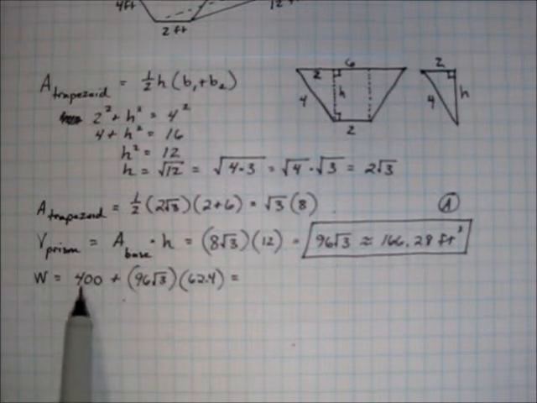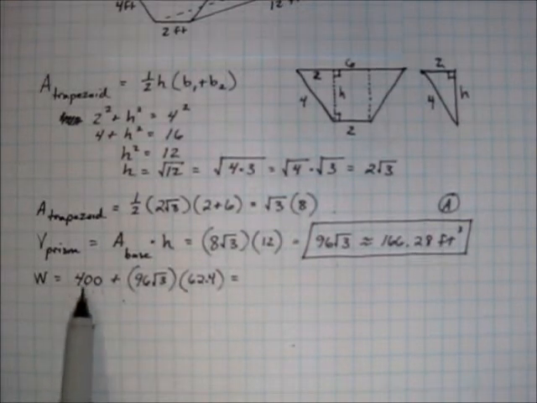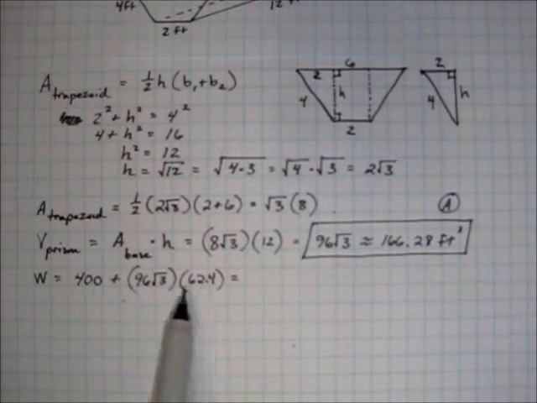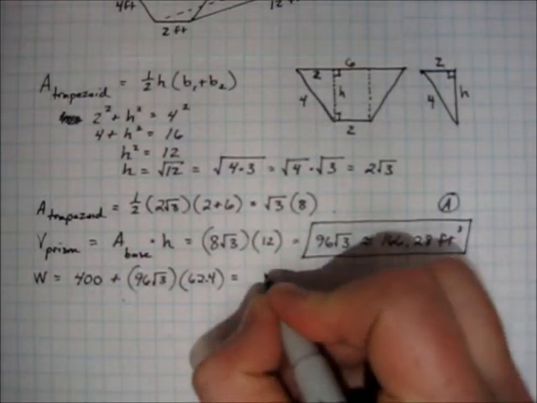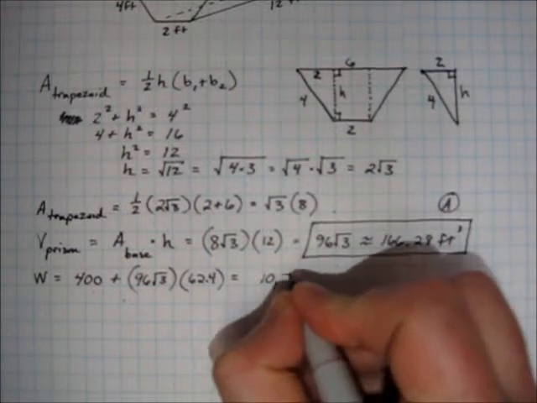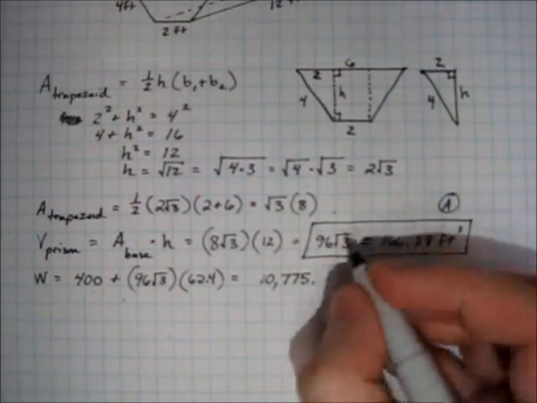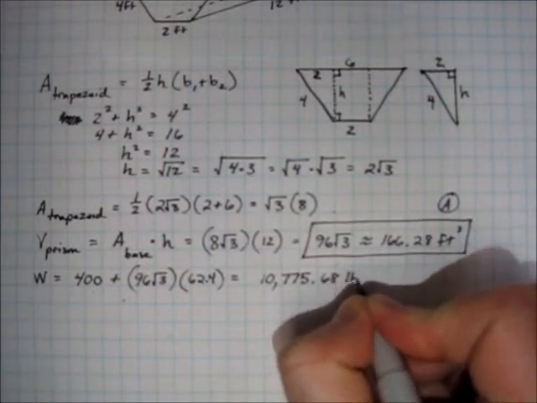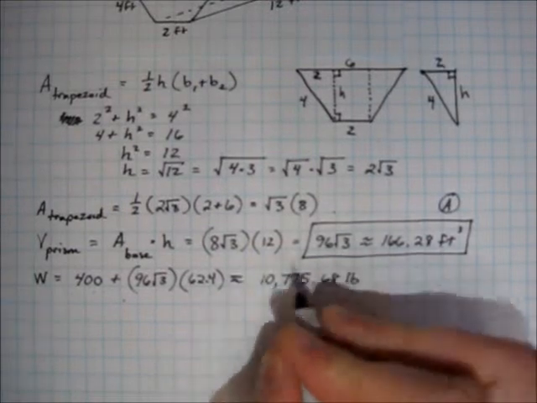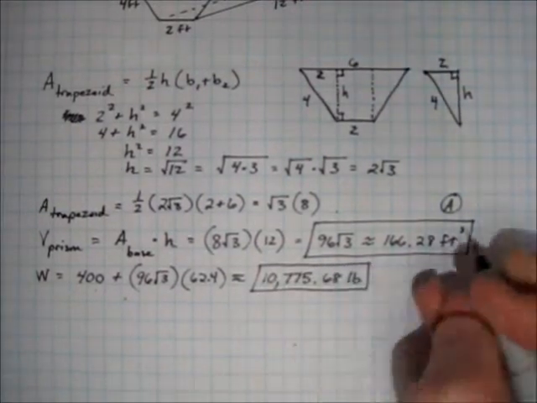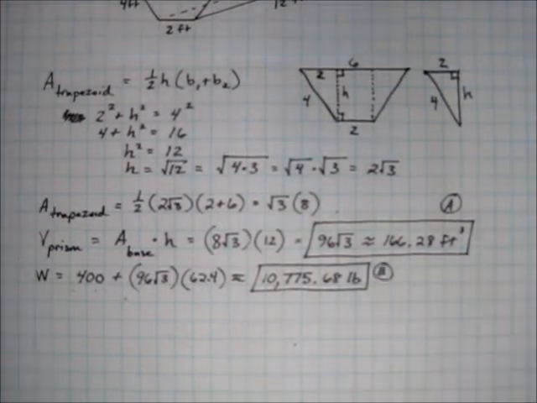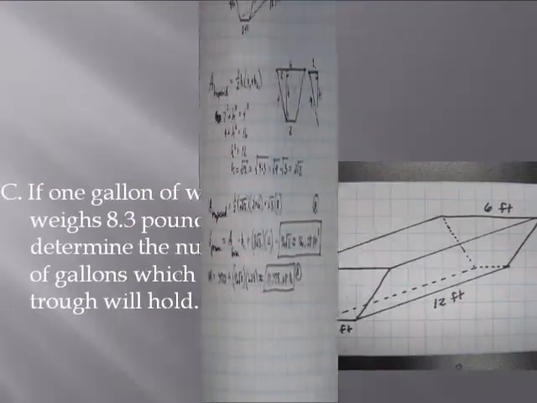So your calculator can handle all of this at once. 400 plus 96 square root 3 times 62.4. Type all that in at once. And I get 10,775.68 pounds if we round it to 2 decimal places. That's the answer to part B.